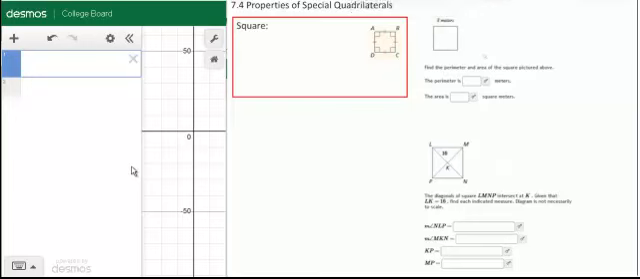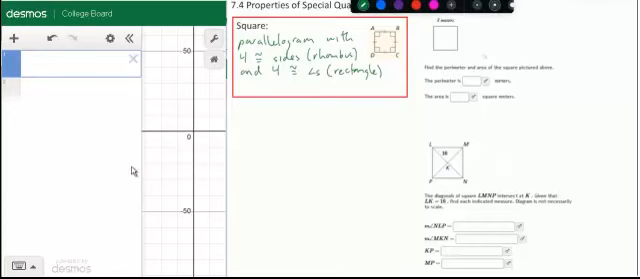So when we're defining a square, we are going to define it as a parallelogram with 4 congruent sides, a rhombus, and 4 congruent angles, a rectangle. Okay, and so this is our definition here. So what that means is every single property of a parallelogram applies to a square, every single property of a rhombus applies to a square, every single property of a rectangle applies to a square. Okay, so all of those apply.